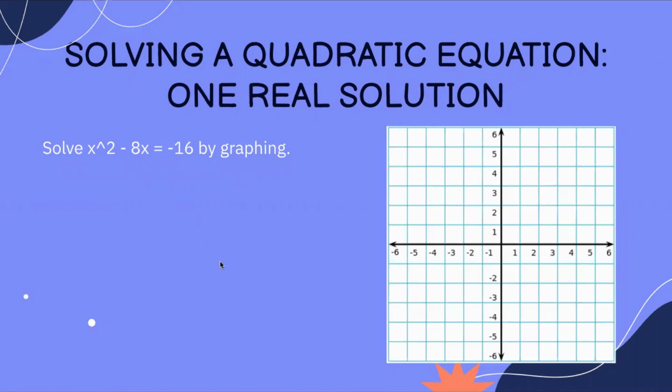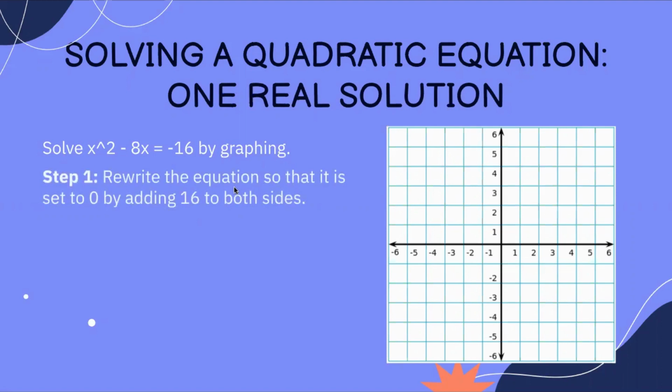Here's another example. We have solve x squared minus 8x equals negative 16 by graphing. So very first step, I'm going to rewrite the equation so that it's set to 0 instead of negative 16. And all you have to do is add 16 to both sides. And if you were to do that, that would give you x squared minus 8x plus 16 equals 0. And now that you have a function that you can graph, you can go ahead and make the related function by replacing this equals 0 with equals y.